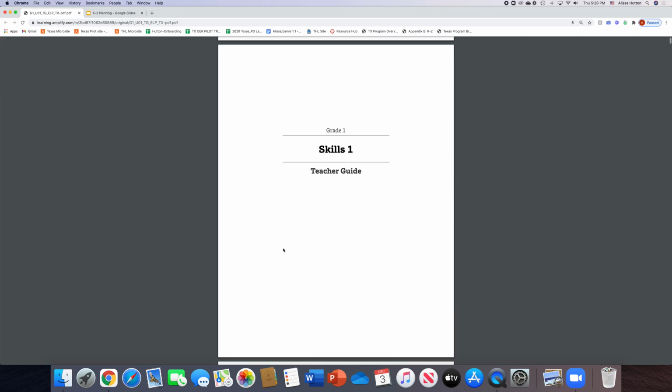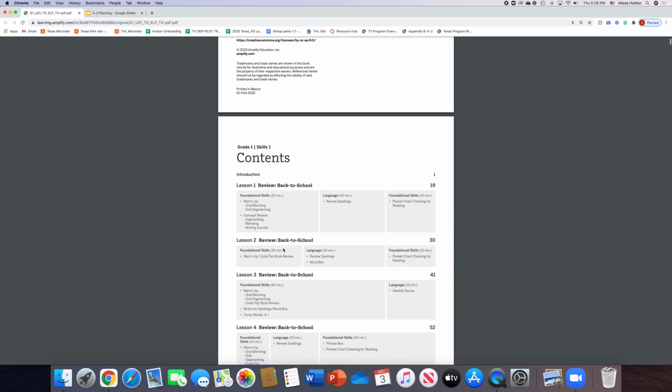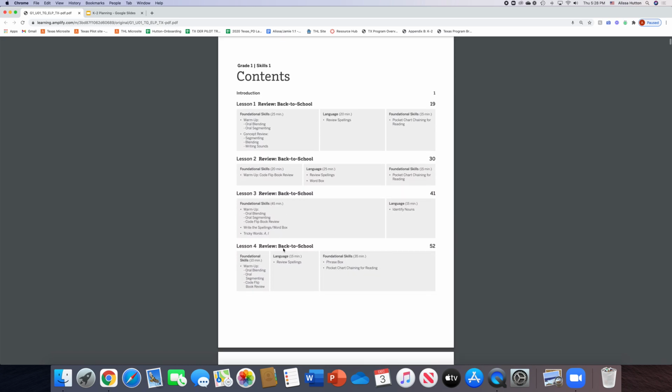As I scroll through the teacher guide, you will notice that all teacher guides begin with a table of contents. This table of contents overviews the daily lessons that are included in this particular unit. This table of contents will also be useful as we look for the different components that we will be using in the unit internalization. The first part that we will be using is the introduction.